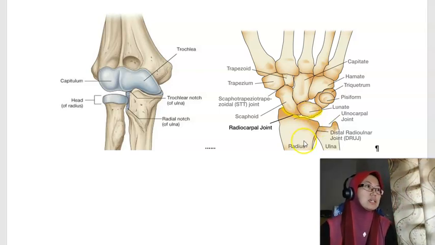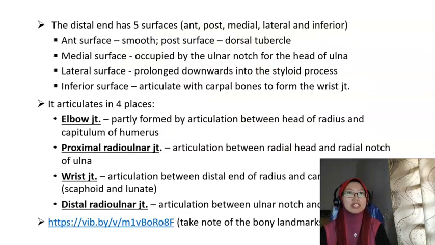You can see from the picture here, and here. The small ulna makes a notch here, so it is the ulnar notch of radius, and the small head of the radius makes a notch in the ulna, so it is called the radial notch of ulna. Okay? Coming back to our lecture.